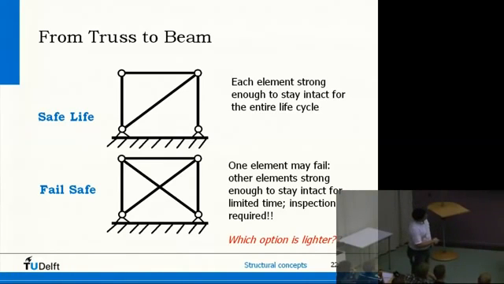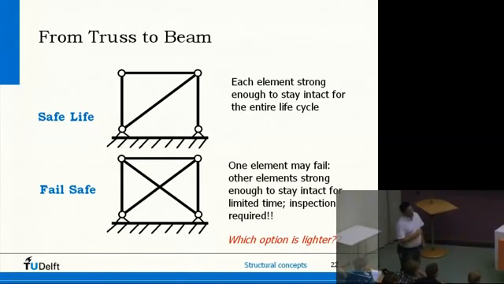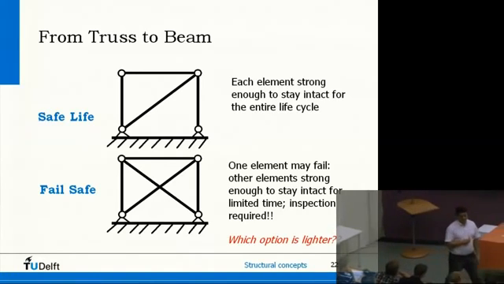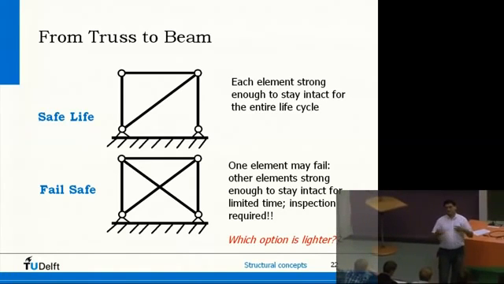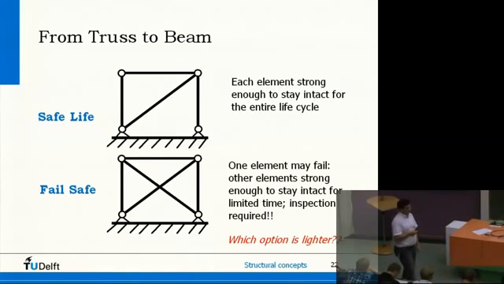If I go to the other concept, that's fail-safe, I have some redundant system. If one of these elements fails, still my whole system is performing correctly. No problem at all. The only thing is, as soon as one of these elements fails, I have to notice that. So when I frequently inspect, I can discover one of these elements if it has failed, and I can replace it with a new one. So usually fail-safe comes with some inspection intervals.